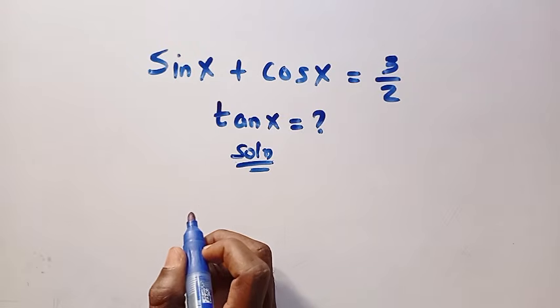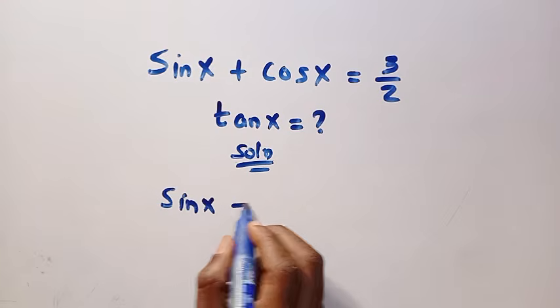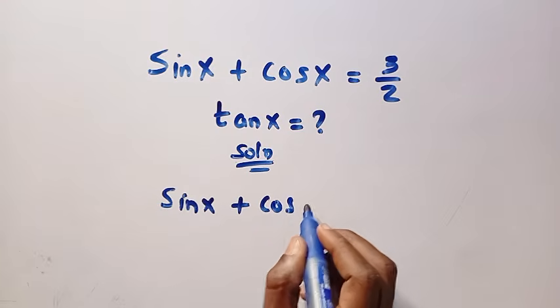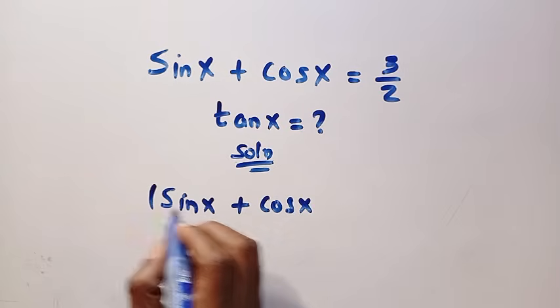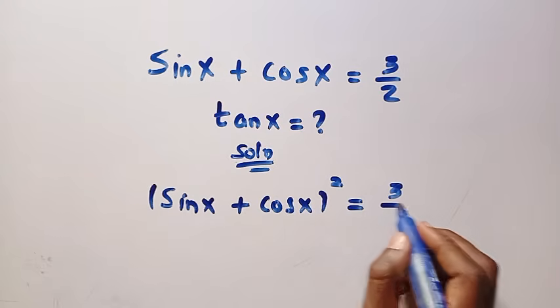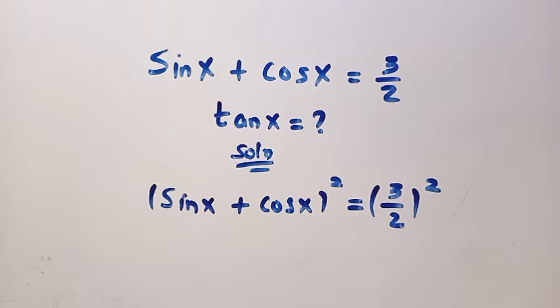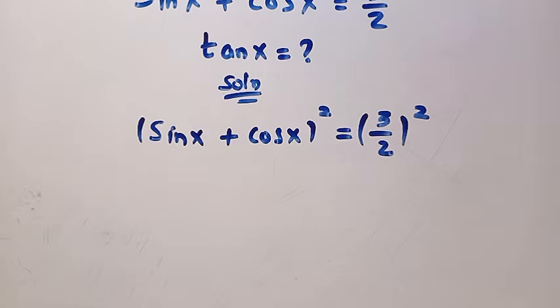So the first thing we are going to do is square both sides. If I square both sides, we have (sine x plus cos x) all squared equals (3 over 2) all squared. And after this step, we are going to expand (sine x plus cos x) squared.